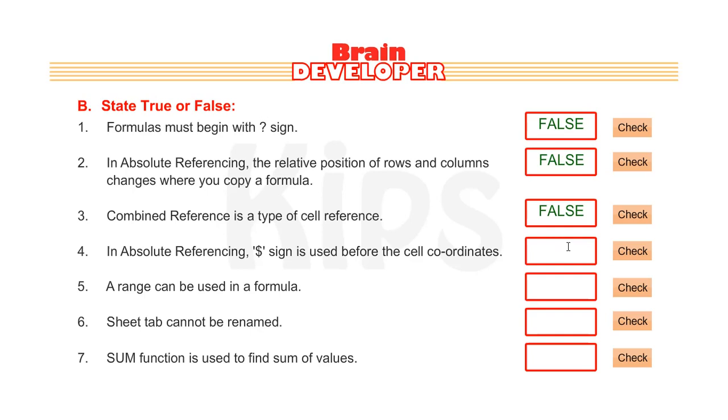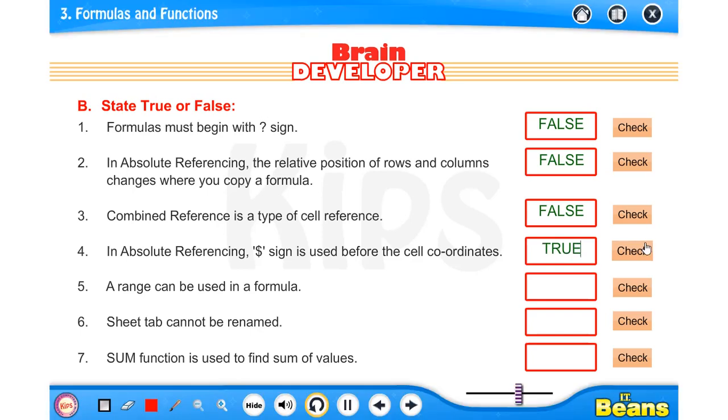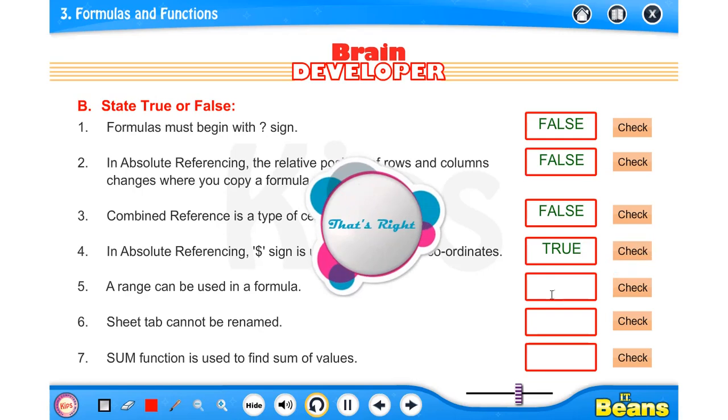Yes, we will use dollar sign because in absolute reference we know $A, $1. We have done this example. So it should be true only. Let me check it. Yes, it's true.